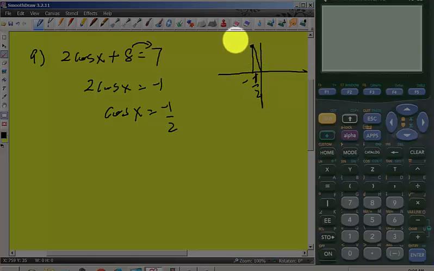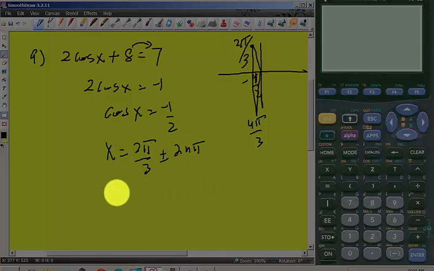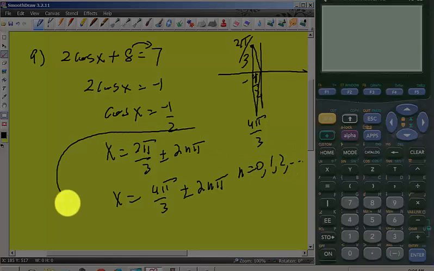That happens to be 2 pi over 3. Okay, it's also negative 1/2 there. That happens to be 4 pi over 3. So my x is equal to 2 pi over 3 plus or minus 2n pi. And my x is equal to 4 pi over 3 plus or minus 2n pi. And my n is equal to 0, 1, 2, and so on. And that's it.